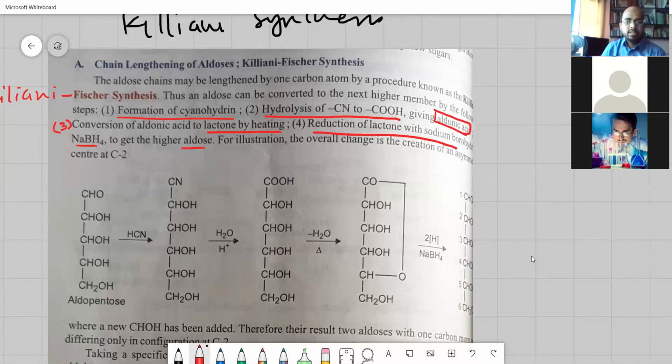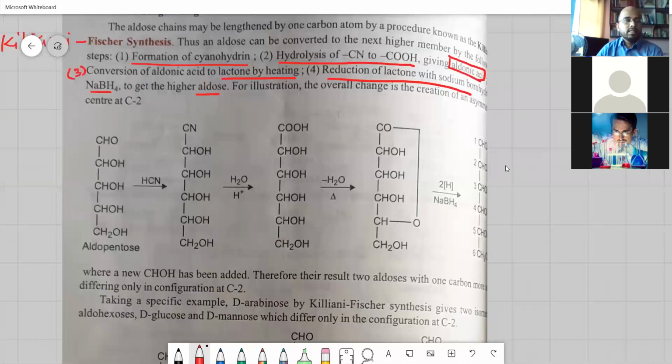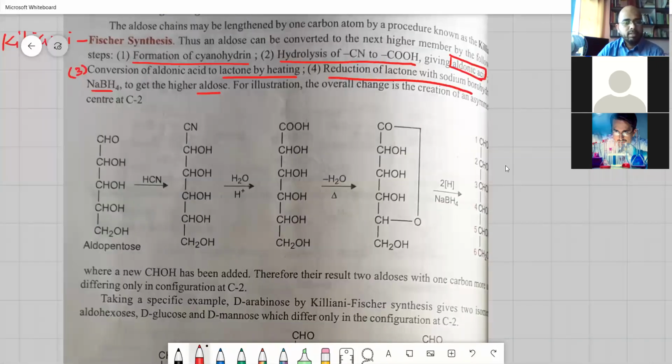Okay, so here is that particular reaction. I am starting with numbering 1, 2, 3, 4, 5. This is aldopentose. It is also known as arabinose.